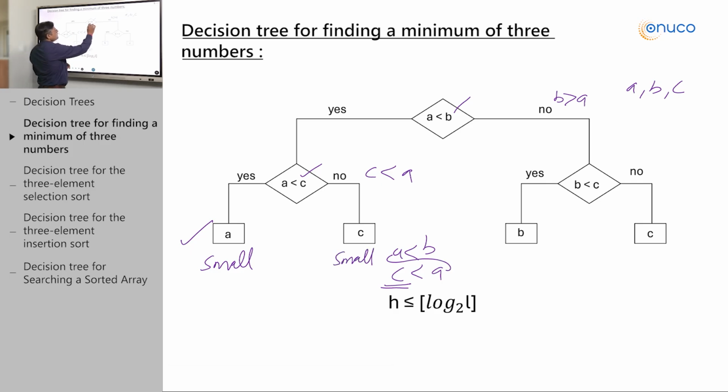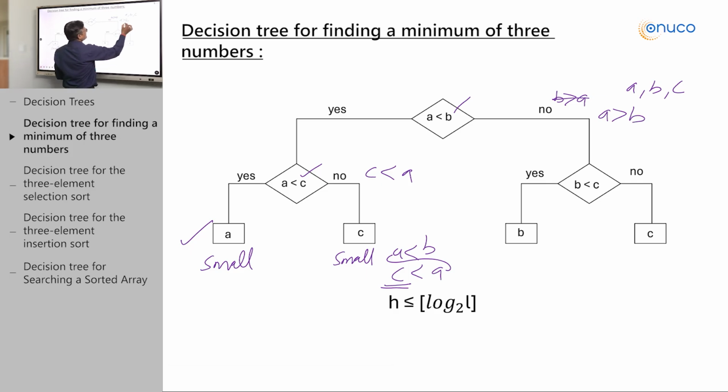Similarly, if this condition is false, then B is greater than A, and you are saying that B is less than C. So we can write this. If A is less than B is not true, it means A is greater than B.